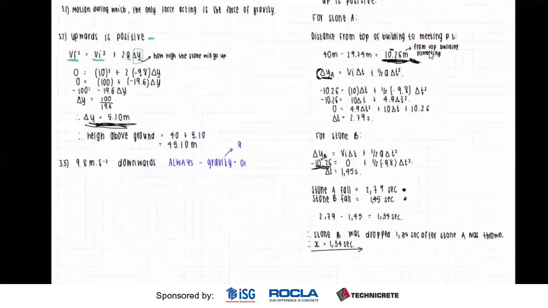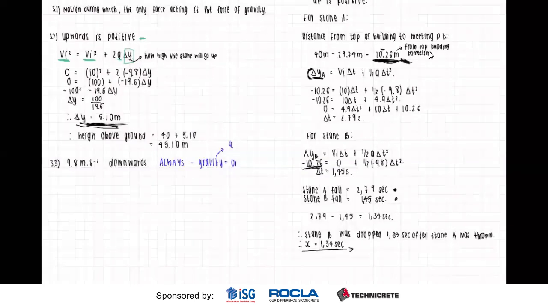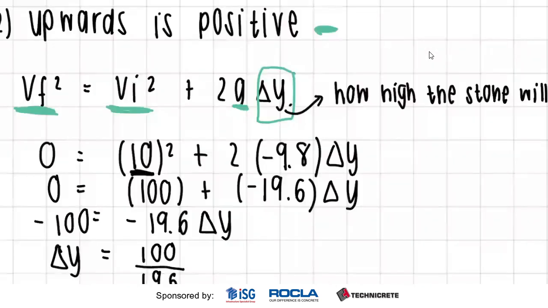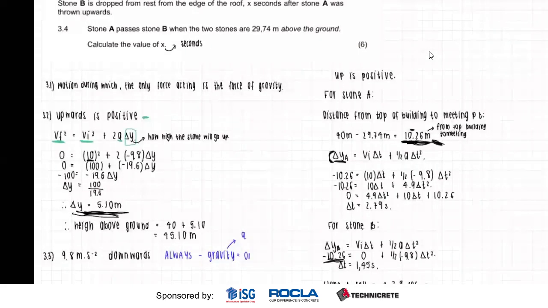But the velocity that we started with for stone A will be negative. This will be negative if you are saying that downwards is positive, because you're throwing it upwards first. So therefore upwards is negative if downwards is positive. Okay, thank you.